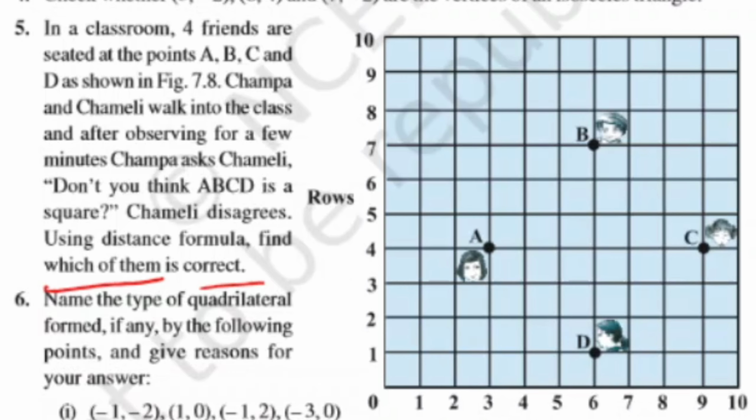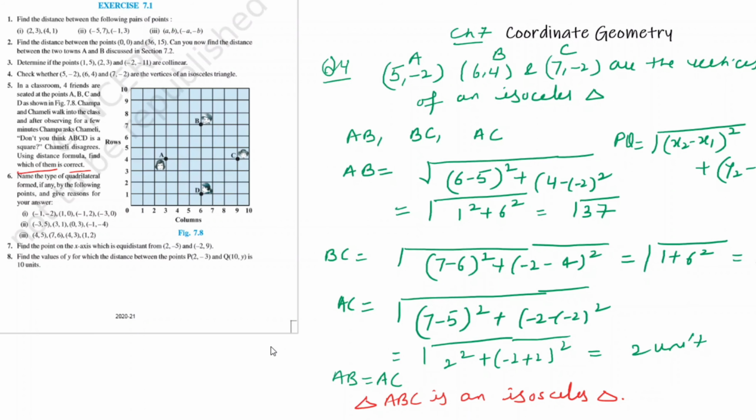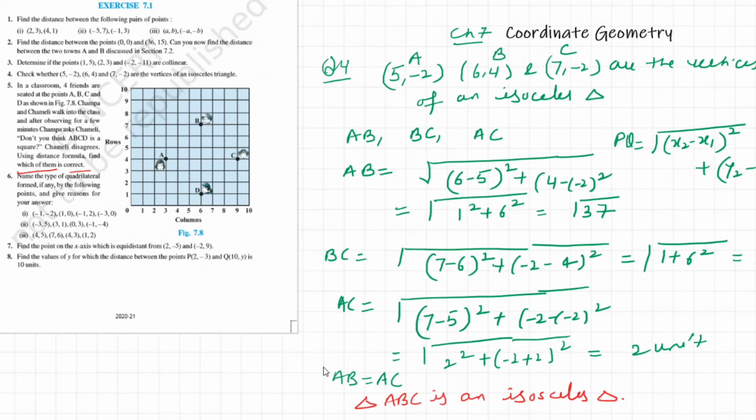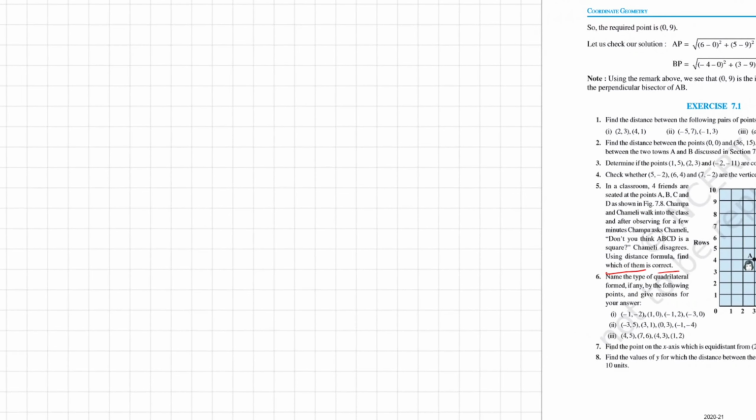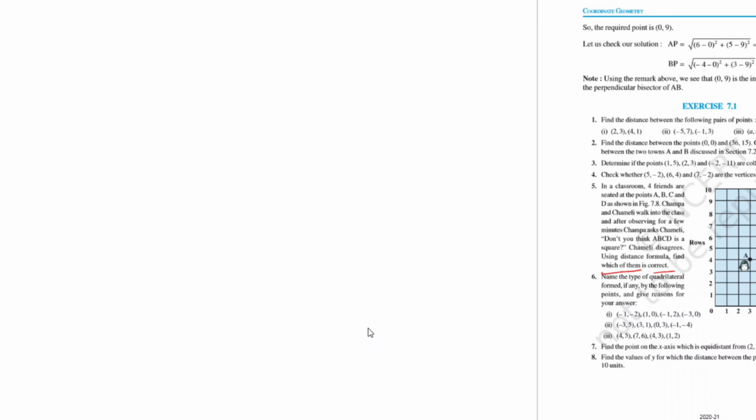So what we will do, we'll just find the coordinates of each point, A, B, C, D. And we'll recall the property of the square. Okay, so the property of the square we'll recall. And then how do we prove that this is a square? That is the important thing. How do we find out that ABCD is a square?